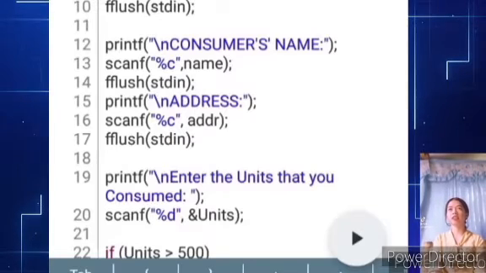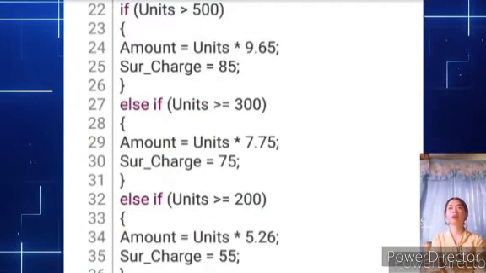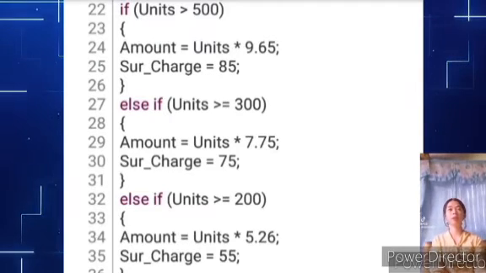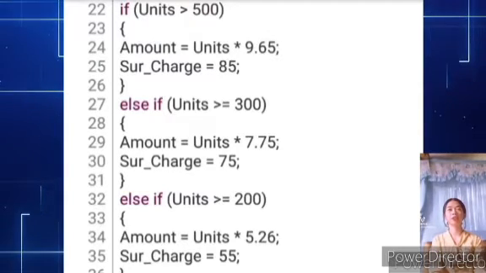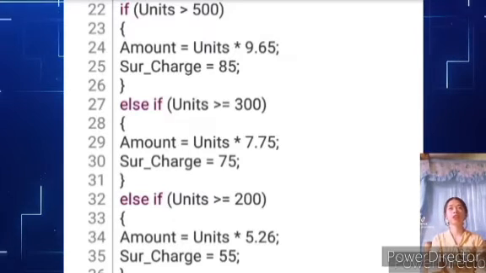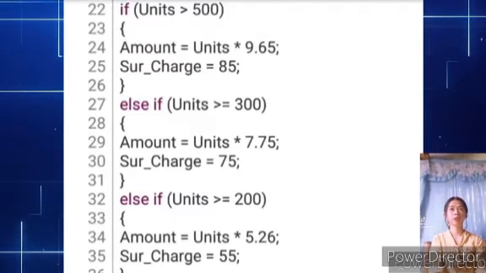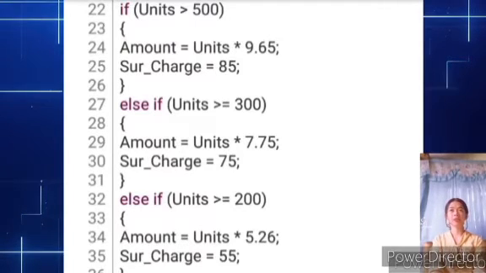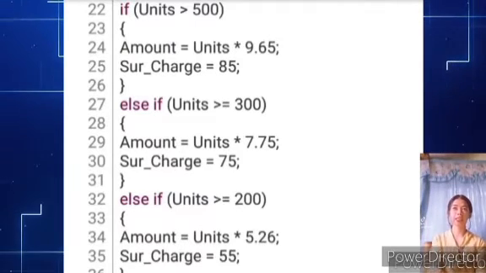If units is greater than 500, then the amount is equal to units times 9.65. 9.65 is the price of the unit. Surcharge is equal to 85. 85 is the surcharge or interest. Otherwise if it fails, the compiler will move to the next.